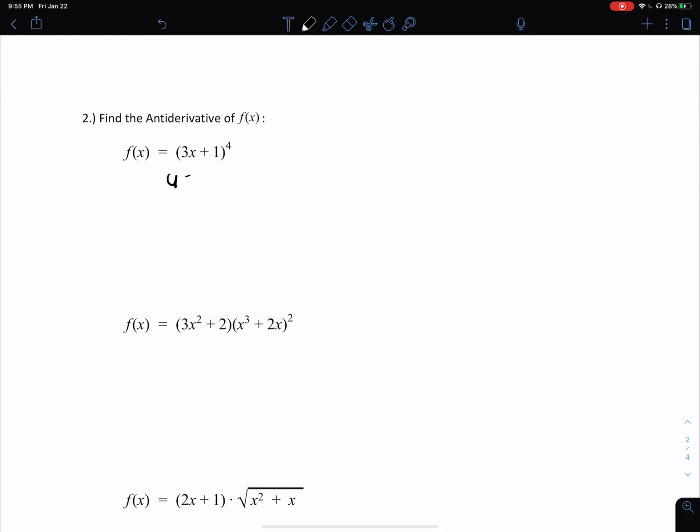So this one, what should you make u equal to? There's not a lot you can make u equal to. Just make it whatever is inside the parentheses for this one. If you make something u and it ends up not working out, make something else u. There's not a lot of options for this question, so I'm just going to do this. du is equal to 3 dx, and then that would be du over 3 equals dx.